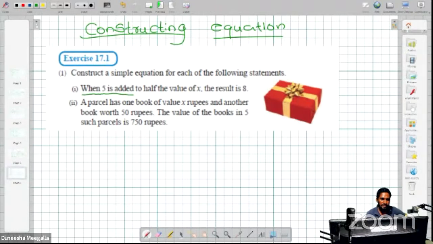When 5 is added to, that's where one thing happens. Half the value of x. Is it full x or half x? What is the equation? Can you construct it? Who can construct it? Naduli, can you do it? Ludisha? Dulara? Dulara can make the equation.